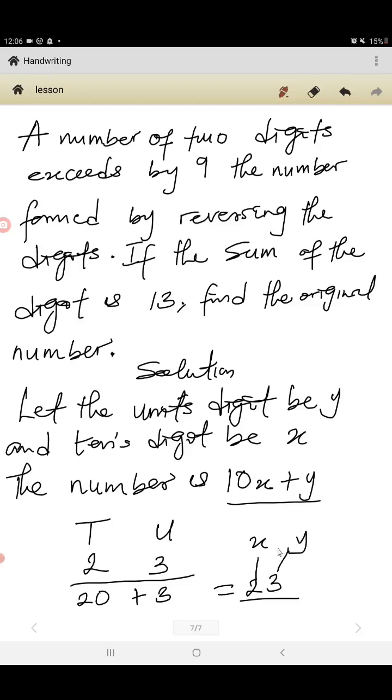So if we have analyzed this, let's now use this analogy to solve for the value of the number. We can form the number now, but because we don't know the value of x and y, we have to find the original number.